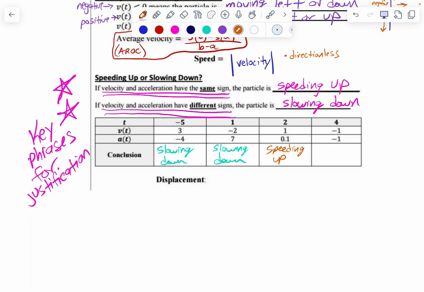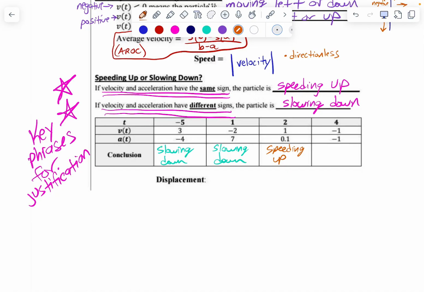Notice we haven't said a word about the numbers. We don't even care about the differential between them. It's just, do they have the same sign or not? So we're not worried about how fast it's happening, just if it's happening. Make sense?